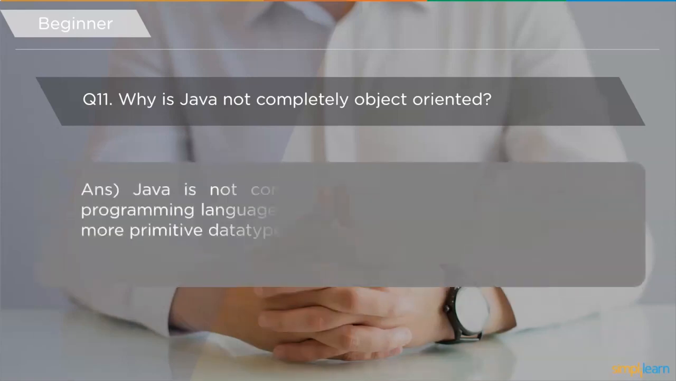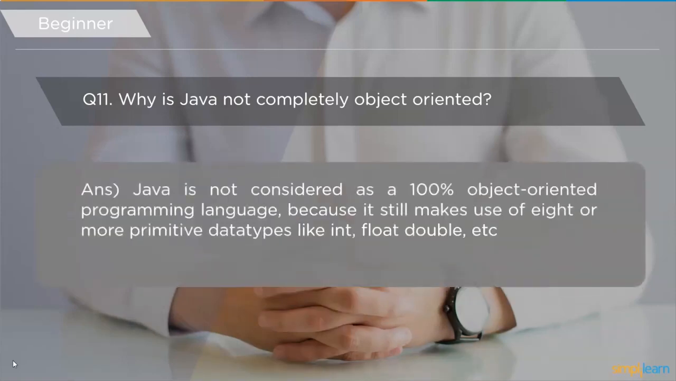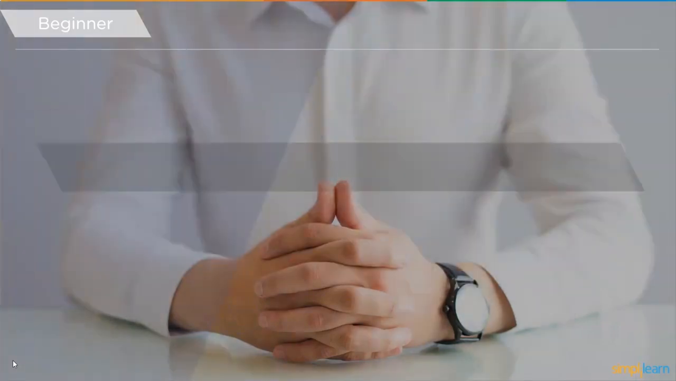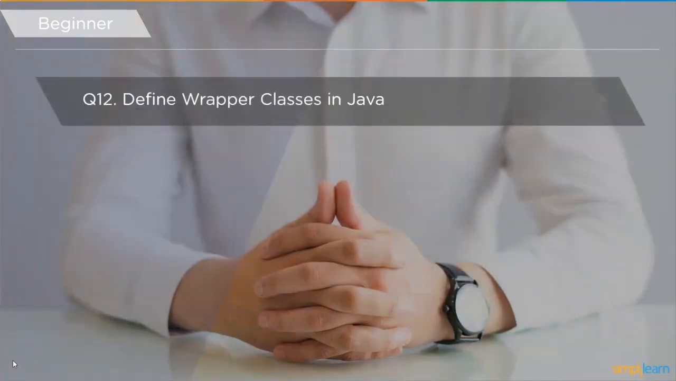So the answer for this question is Java is not considered as a 100% object-oriented programming language because of the data types it uses. It still makes use of 8 or more primitive data types, which are int, float, double, and a few others. So this is the only reason why Java is not considered a completely 100% object-oriented programming language. So the next question is, define wrapper classes in Java.